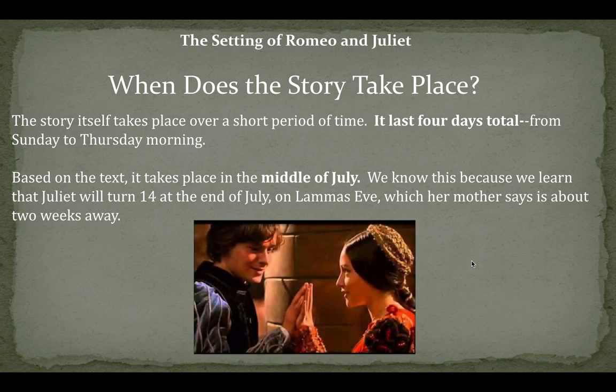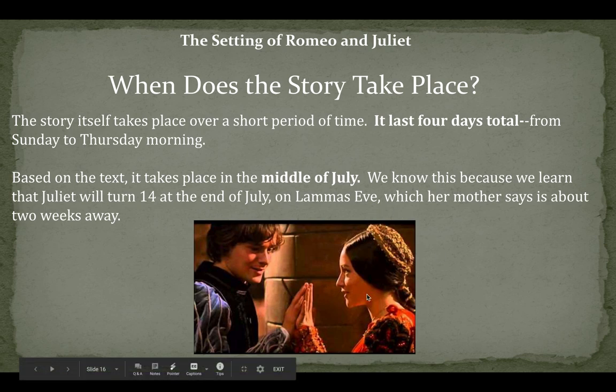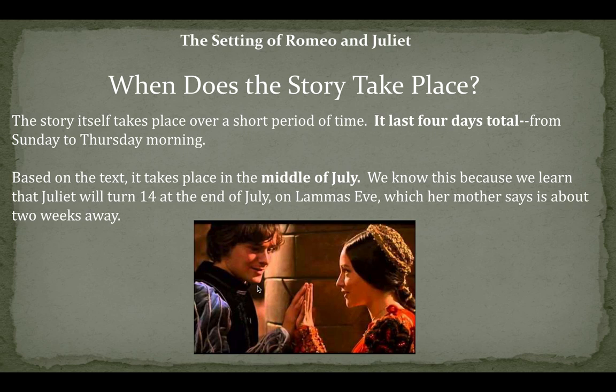And there we have a picture of Romeo and Juliet from the 1968 version of the movie. So Juliet here is meant to be about 13. We don't have an exact age for Romeo, but he's probably somewhere between 16 and 18. These actual actors are 16 and 17.